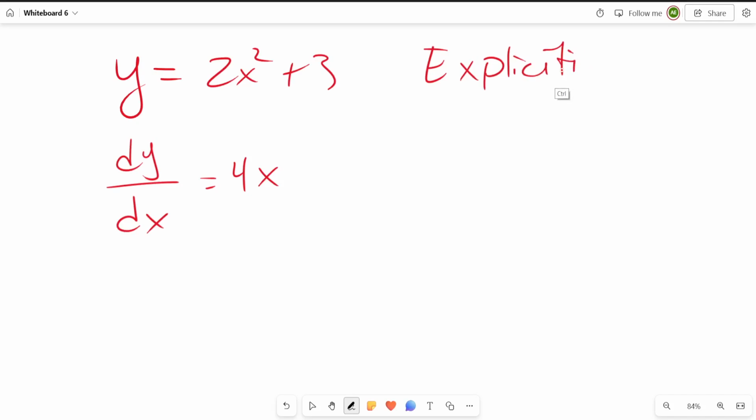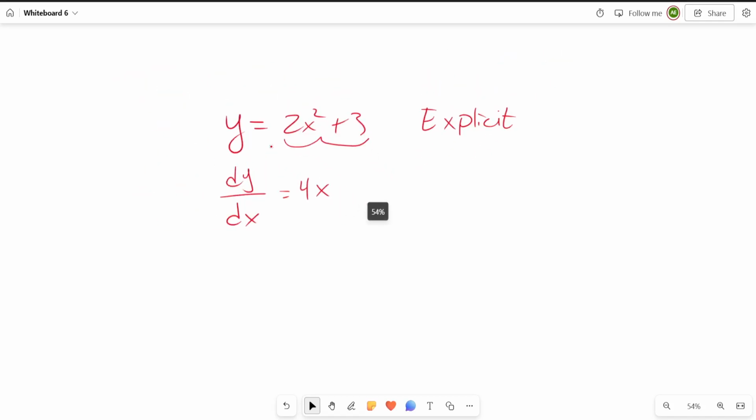Explicit differentiation is when we have y as the subject and everything is in terms of x. So we have one variable as the subject, and then we are differentiating with respect to the other variable, which is x, on the other side. So this is called explicit differentiation.